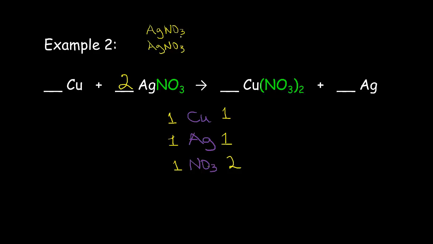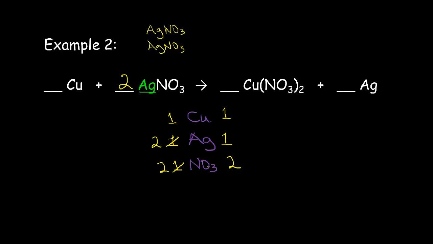And how many total NO3s do we have? Well, we have 1 right here and 1 right here. So we have 2. Now this changes our NO3s down here to 2, but it also changes our silver, okay? So we need to go back and change that. And now our silvers are not balanced.